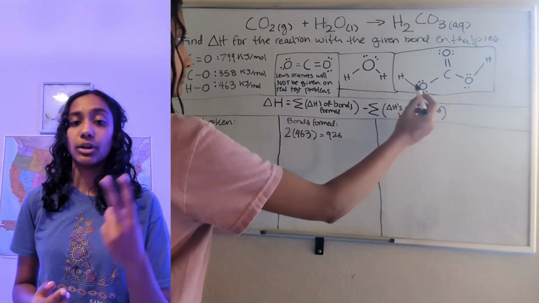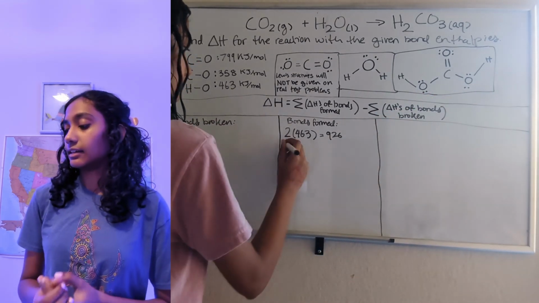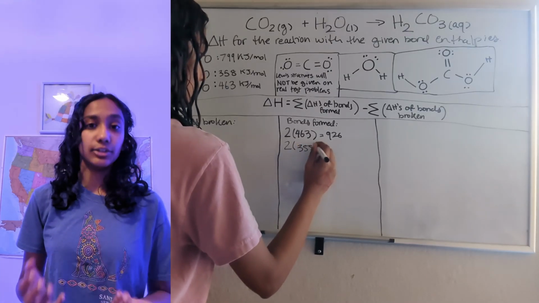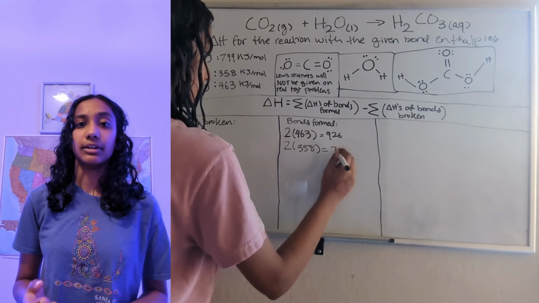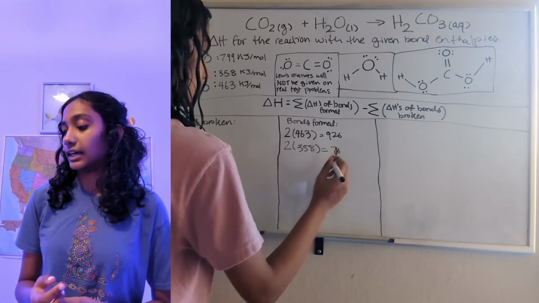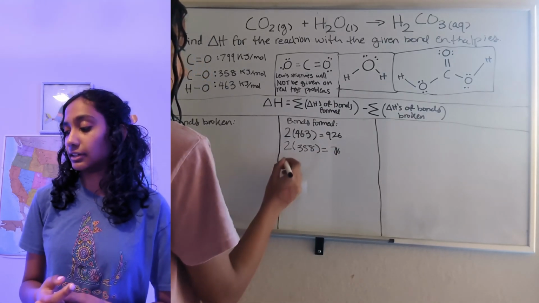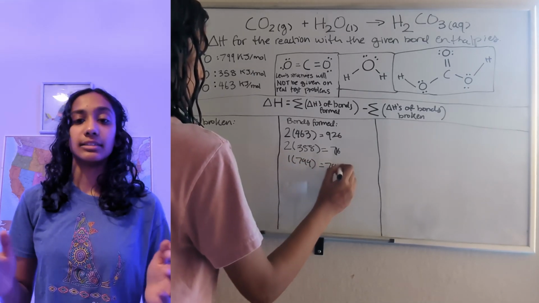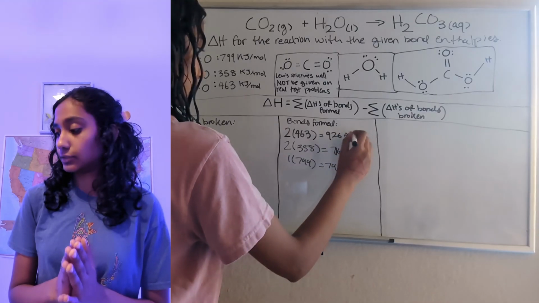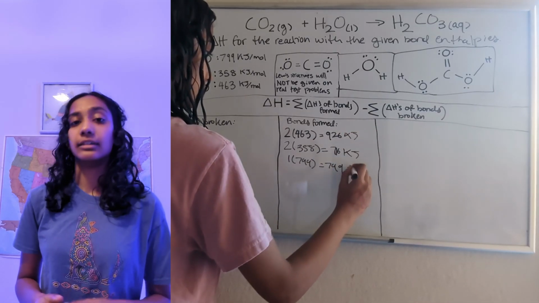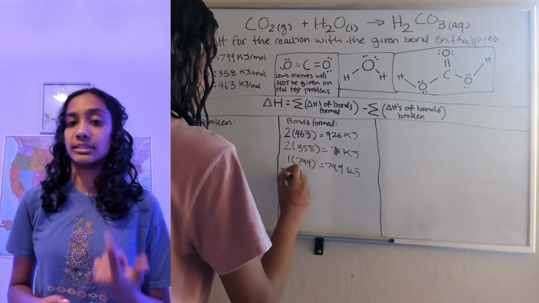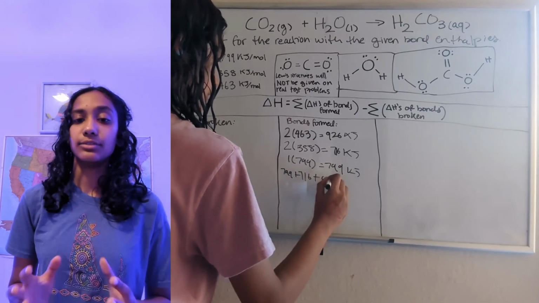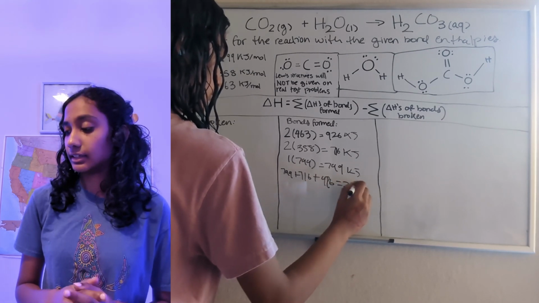H2CO3 also has 2 carbon-oxygen single bonds. Each CO single bond is 358 kilojoules per mole, and 2 times 358 is 716 kilojoules. Finally, there is 1 CO double bond, which is 799 kilojoules. Now, to get the sum of the enthalpy for all the bonds formed, we add these all together. 799 plus 716 plus 926 gives us 2,441 kilojoules.